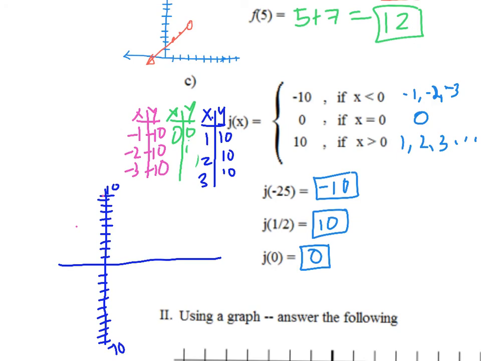At 0, it's -10, open circle. At 1, it's -10. At -2, it's -10. At 3, it's -10. So the line goes like this. Okay, for at 0, 0, it's only a green dot. So you only have 1 point.